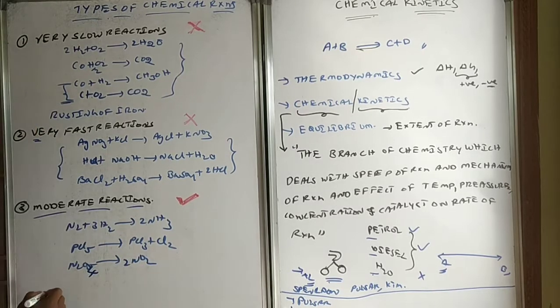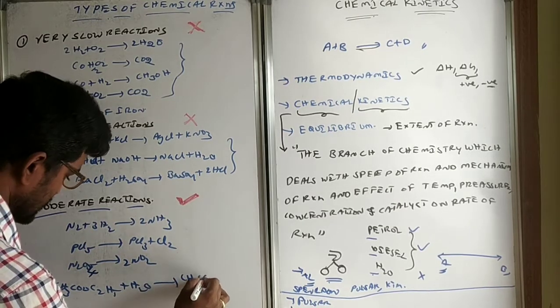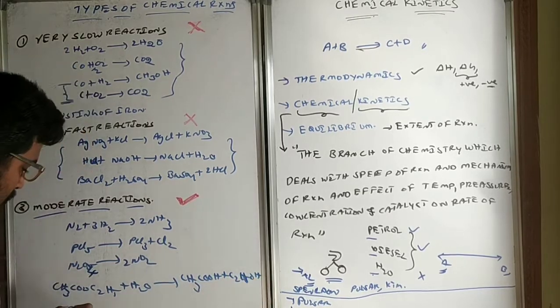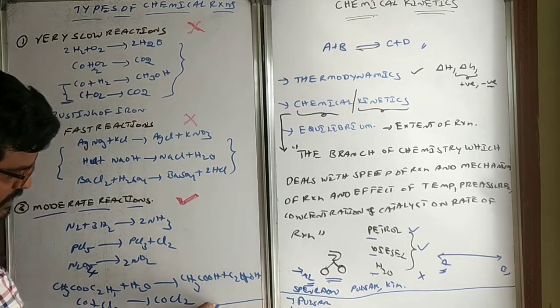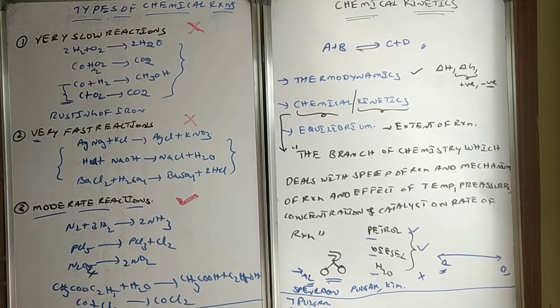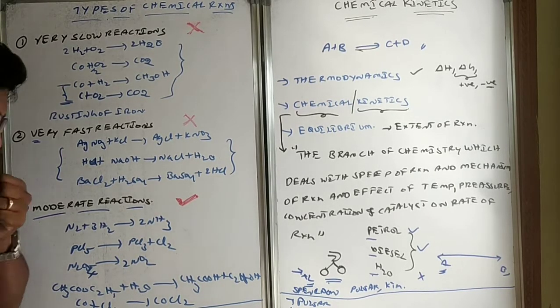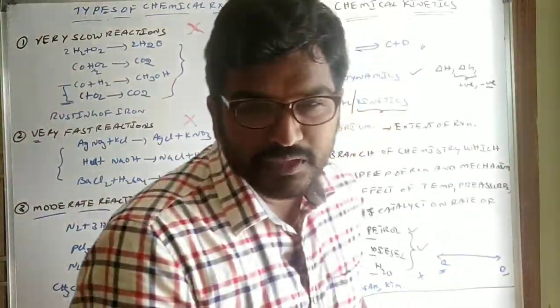N2O4 gives 2NO2, CH3COOC2H5 plus H2O gives CH3COOH and C2H5OH, CO plus Cl2 gives COCl2. Like this, so many reactions come under the category of moderate reactions. Like this, there are so many reactions which we will encounter in the coming classes.